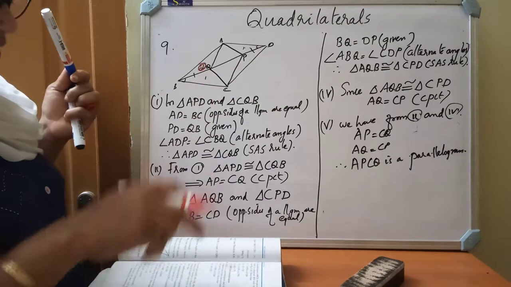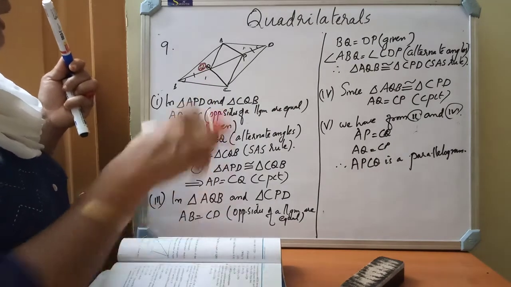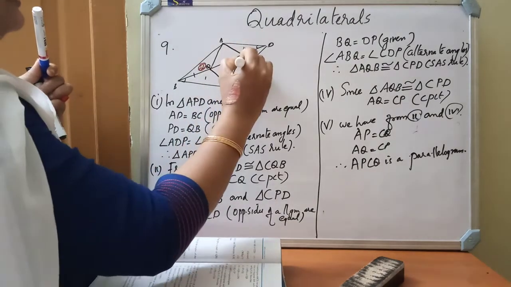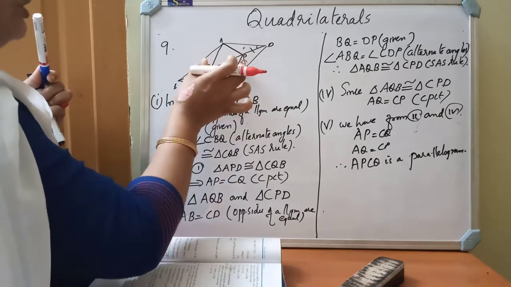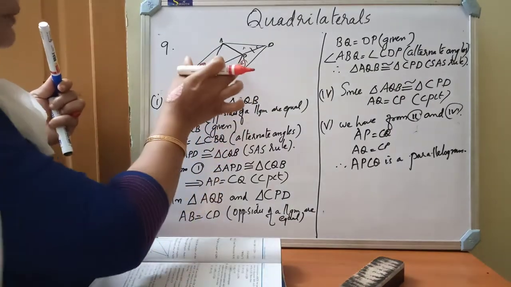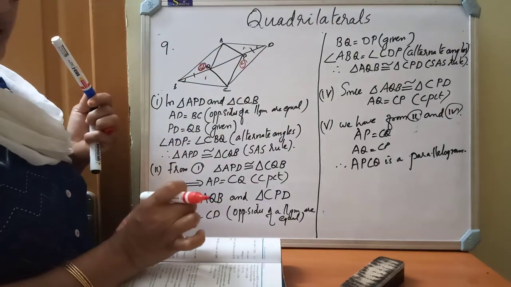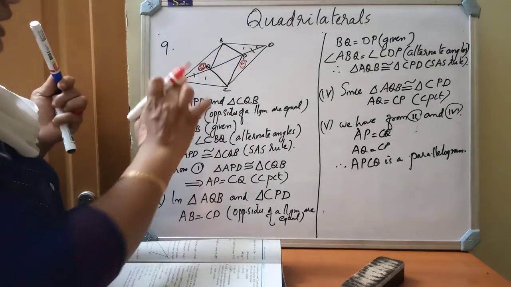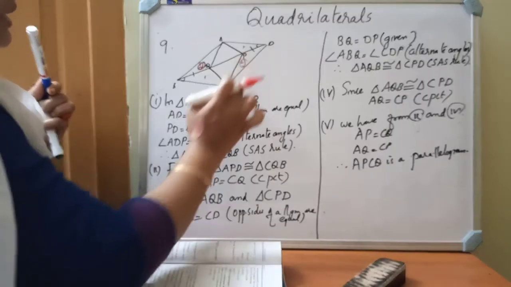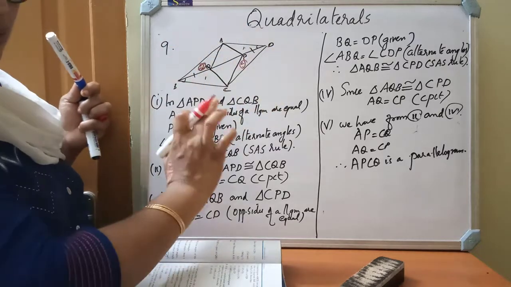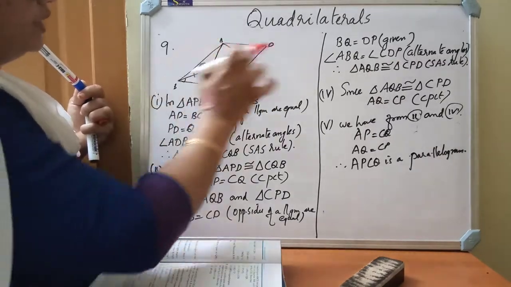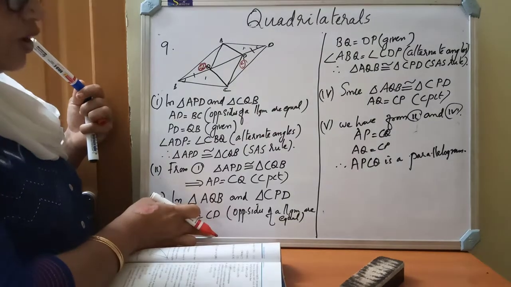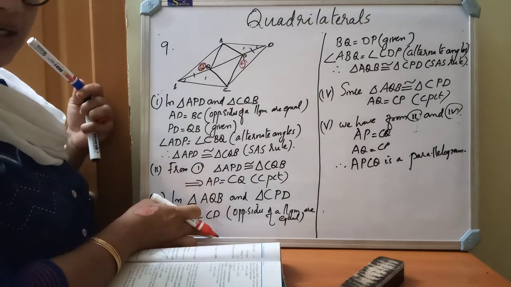Triangle AQB and triangle CPD, these two triangles. So look at these two triangles. How can we prove that these two triangles are congruent? That only we are going to see. So AB equal to CD because ABCD is a parallelogram. So opposite sides are equal and parallel. So the first, AB equal to CD, first part over, opposite sides of the parallelogram are equal.